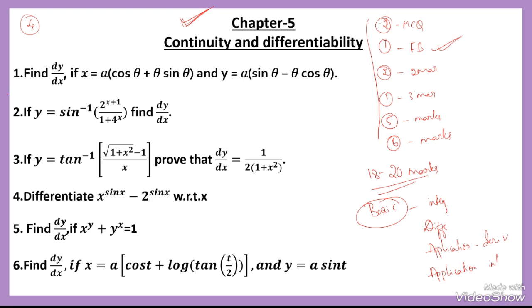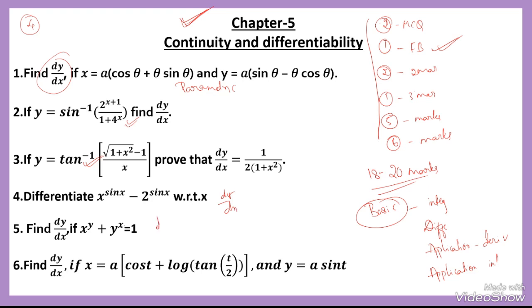Then for 3 marks questions, find only dy by dx. Here so many questions are there. Find dy by dx, all different questions. Here dy by dx, this is the parametric equation. This is also one of the important questions, finding the dy by dx. Here also there is a dy by dx. Find differentiate with respect to x. It means finding dy by dx.